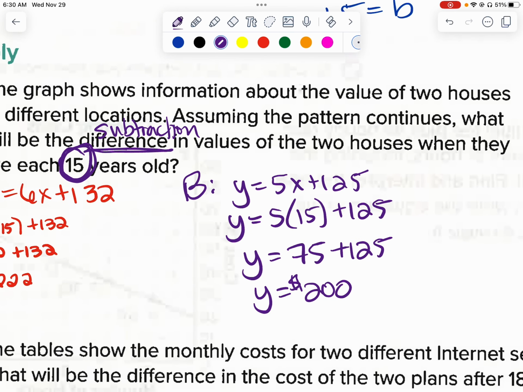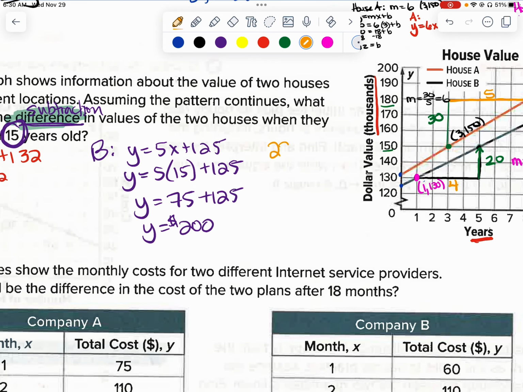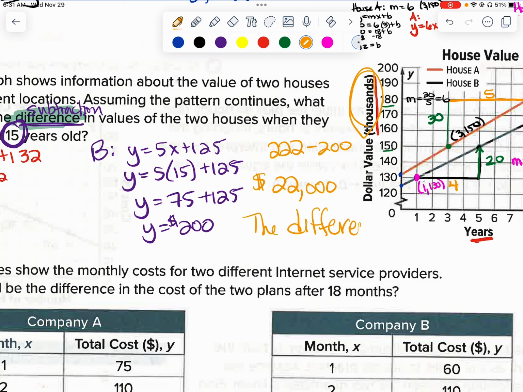Then it says the word difference. It's right here. It says difference. What is the difference going to be between these two? So I need to take these numbers and subtract them. So I'm going to take 222 minus 200. When I do that, I get 22. Now, be careful because this does say thousands. So the difference is $22,000 at 15 years.